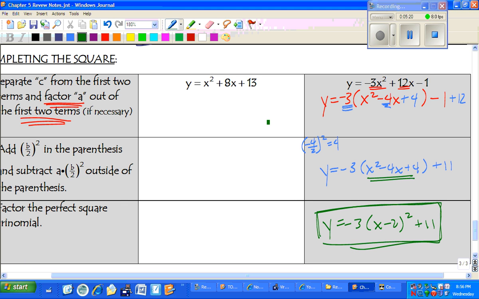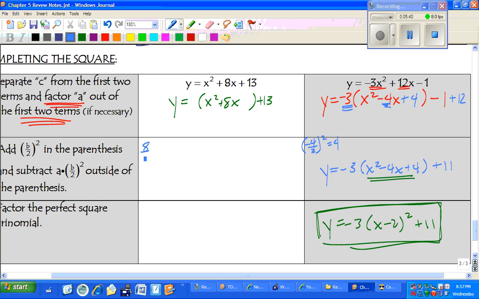All right, let's see if you did it right. So for this one, we're going to go ahead and separate c, so the plus 13 outside of the parentheses. There's nothing to factor out here. There's nothing out in front, so it's just the x squared plus 8x inside the parentheses. So that's the first step.